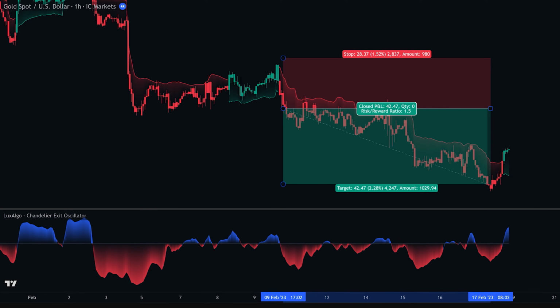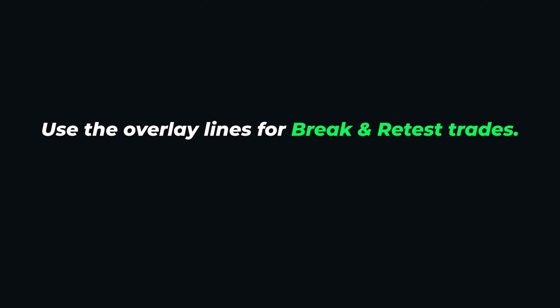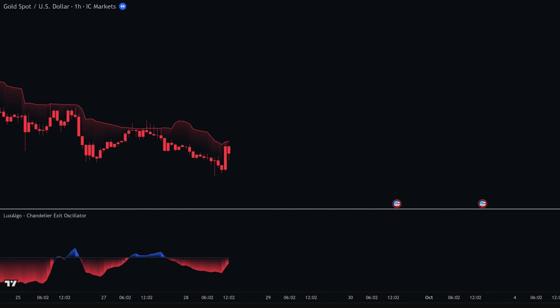The fourth method is to use the overlay lines for break and retest trades. For a buy setup, wait for price to break clearly above the red trailing line. That breakout shows buyers are taking control. Once a candle closes above the line and the oscillator flips blue above zero, the bias is confirmed.